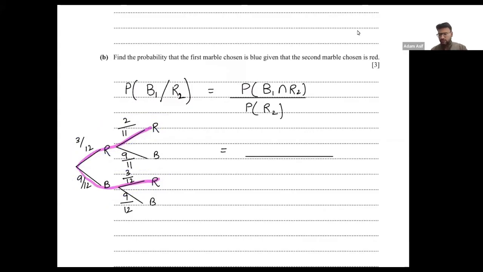So find the probability 3 upon 12 times 2 upon 11, that was 1 upon 22, plus 9 upon 12 times 3 upon 12. So the working should be 3 upon 12 times 2 upon 11 plus 9 upon 12 times 3 upon 12. And in the numerator, you should have 9 upon 12 times 3 upon 12.